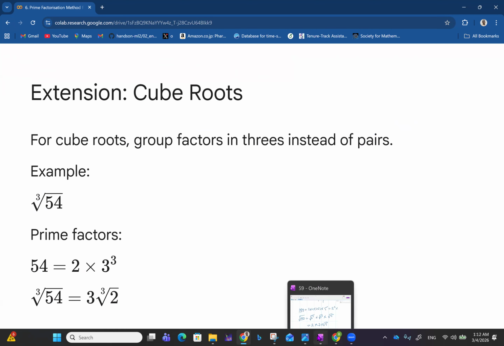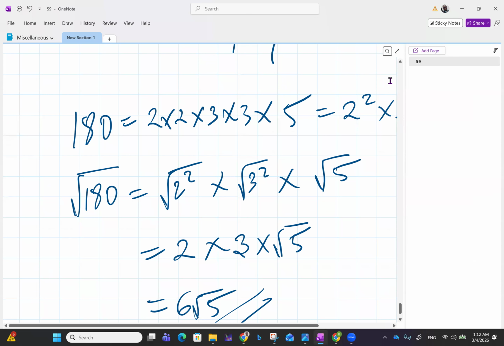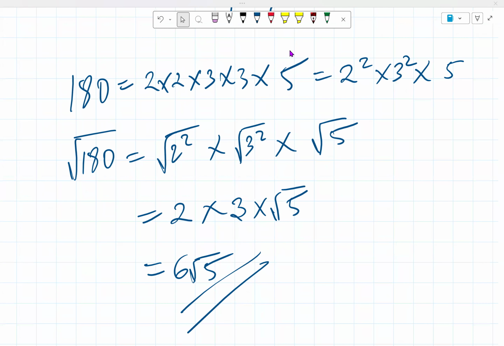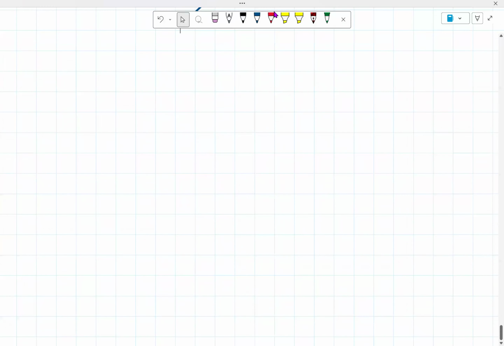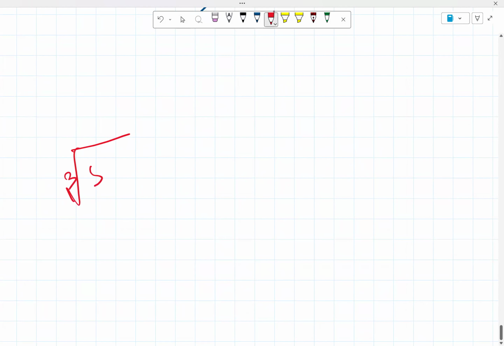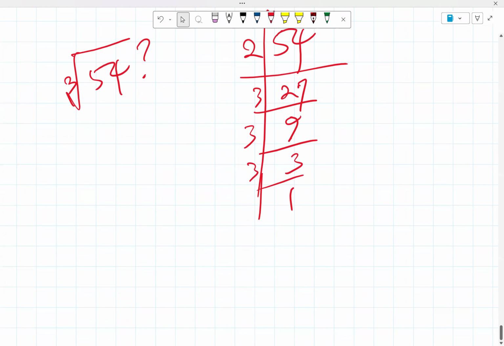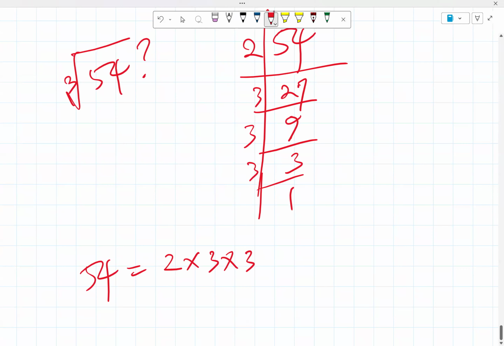But let me still go and do it on the worksheet. That's the cube root of 54. So we need the cube root of 54. What do we do? Let's factor 54. 2 goes here, that's 27 here. 3 goes, that's 9. Then 3 goes again, that's 3. 3 goes one more time. So we have 54 equals 2 times 3 times 3 times 3.